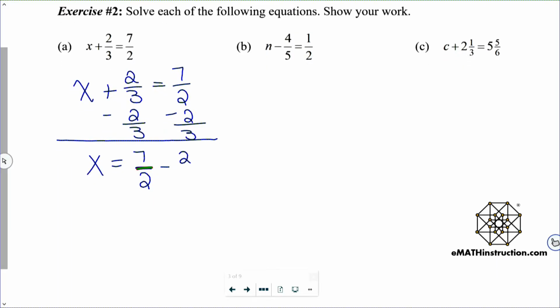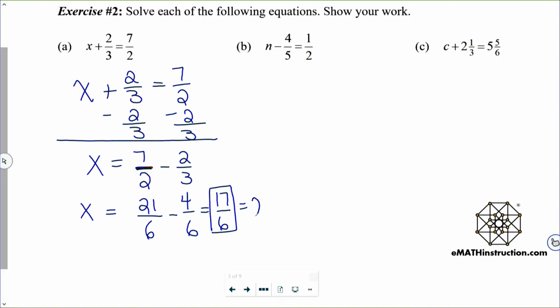7/2 minus 2/3, right? So I need to get a common denominator. Maybe I'll do that below here. That common denominator is going to be 6, right? And that's going to be 21/6 minus 4/6, which will be 17/6. Now I suppose we could leave the answer that way because the problem doesn't specify that our answer has to be written as a mixed number. But if I wanted to write it as a mixed number, that would be 2 and 5/6.